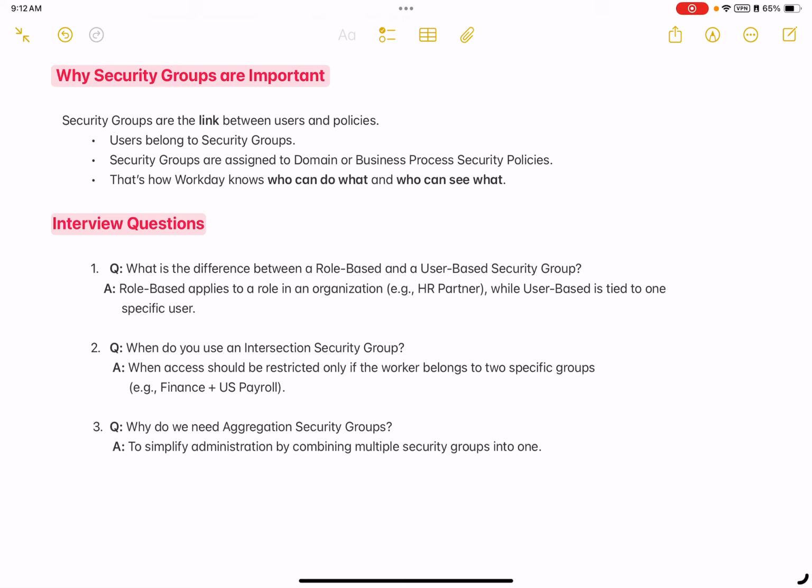Why do we need aggregation security groups? To simplify administration by combining multiple security groups into one. These are a few interview questions. Security groups are the backbone of Workday security, helping us manage who can view or perform actions. So, security groups intersect with different policies to access the data.